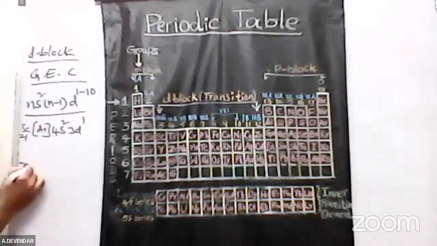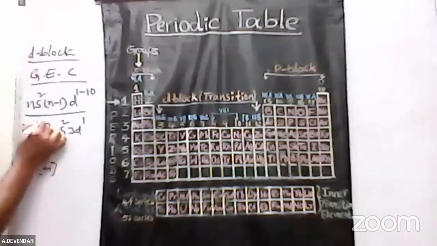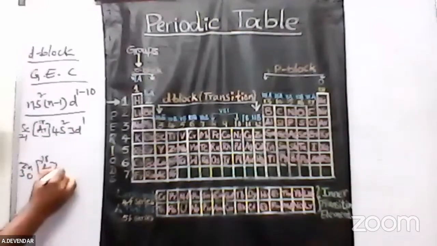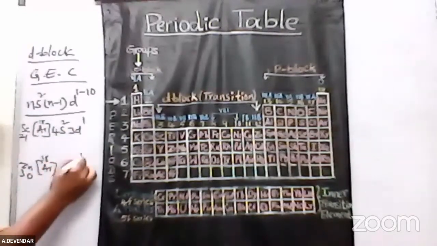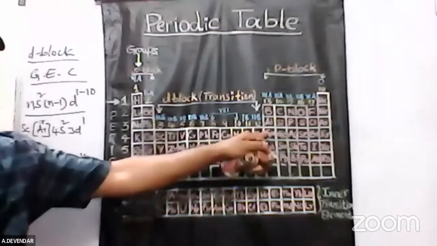Zinc is the 30th element. Argon means 18 electrons. These are the 18 electrons finished, then 20, 21. So argon 4s2 3d10. This is zinc. Scandium to zinc, I am writing the electronic configuration.